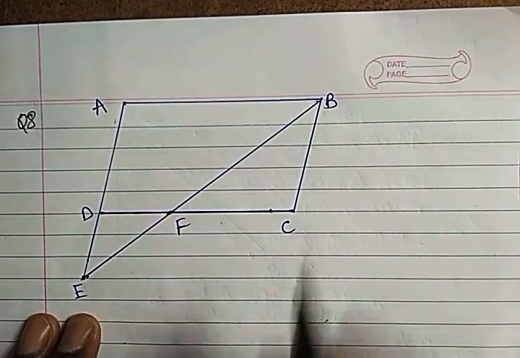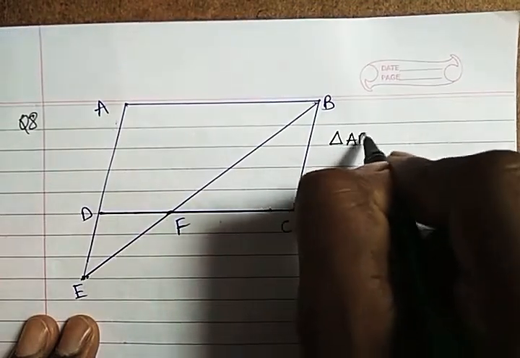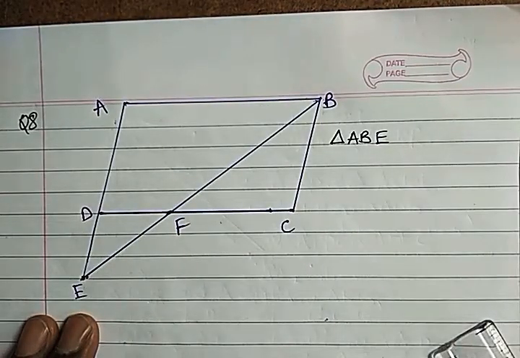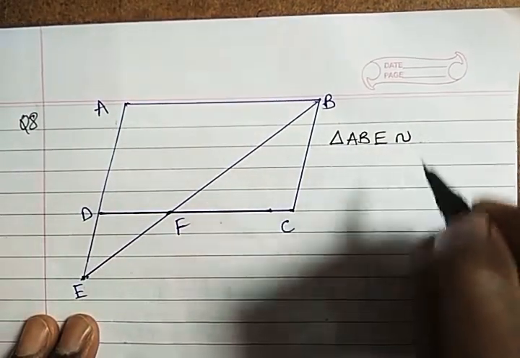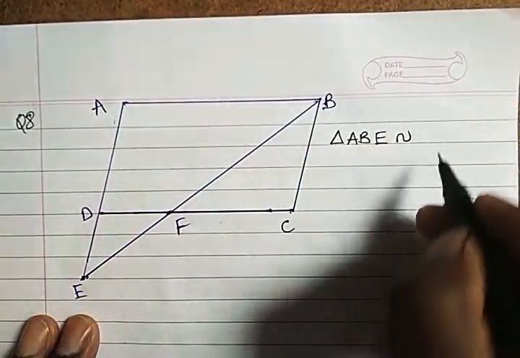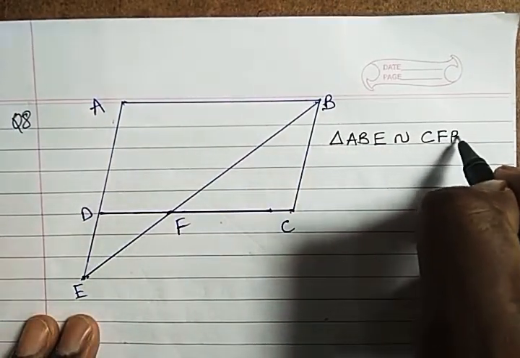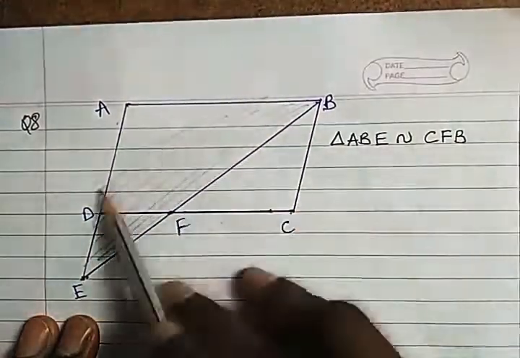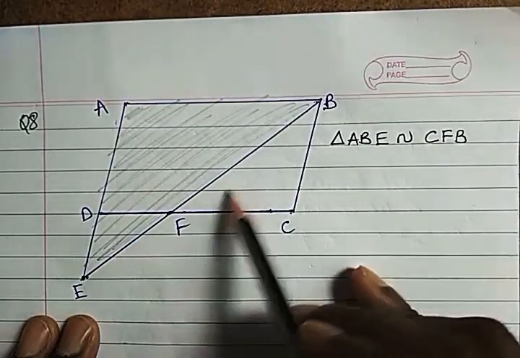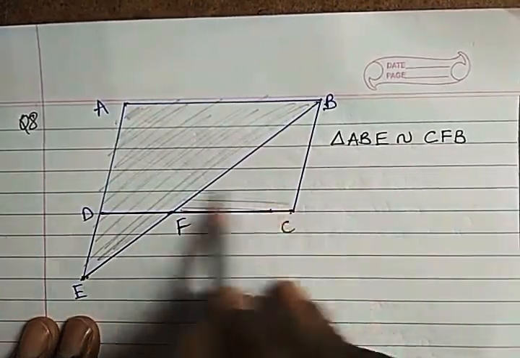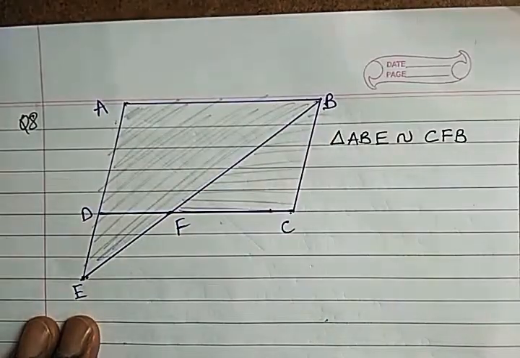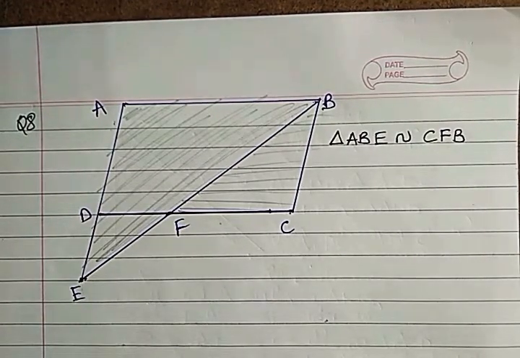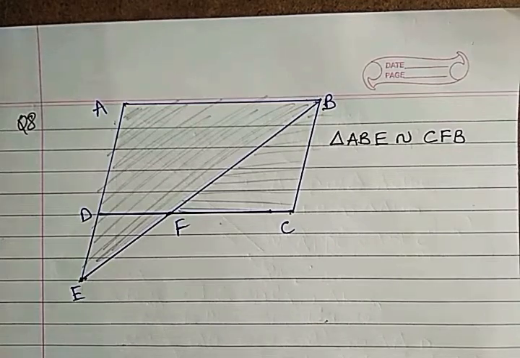So show that triangle ABE, this bigger triangle, is similar to triangle CFB, the smaller triangle. We have to show these two triangles similar. So in these two triangles, first of all we have got ABE and CFB. Let us see what the similarities are in these triangles.